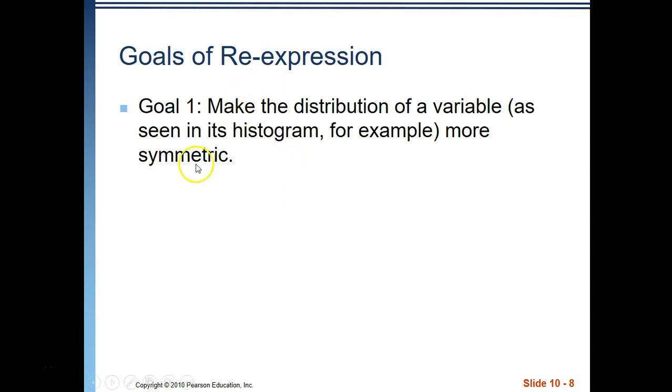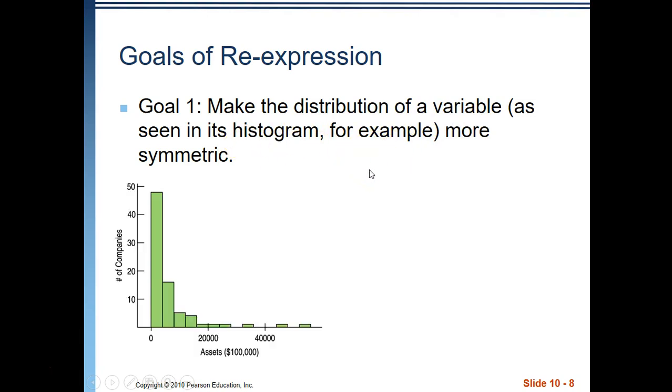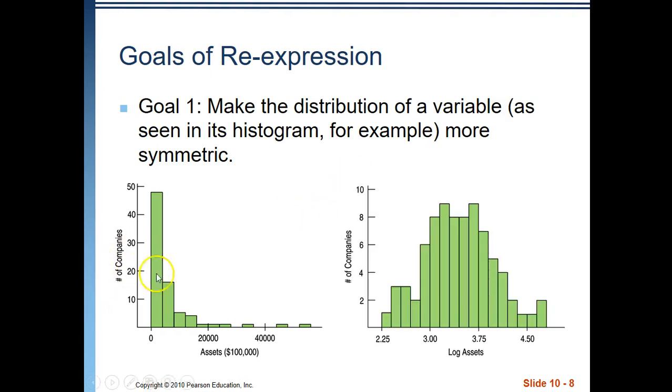And goals for re-expression here. Goal 1: make the distribution of a variable, as seen in a histogram for example, more symmetric. If we can make the distribution more symmetric, it'll be helpful. So if I log it, and now I look at my histogram, it looks more symmetric. You're trying to do that if you can. Is there a way for you to make the distribution seem more symmetric? It's not completely normal, it's just more symmetric.